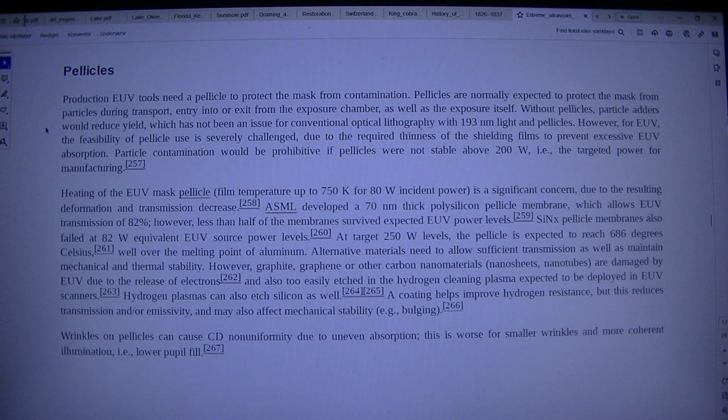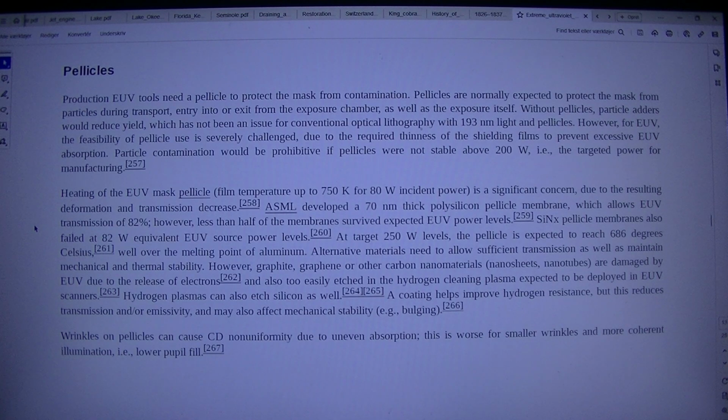258. ASML developed a 70 nm thick polysilicon pellicle membrane, which allows EUV transmission of 82%, however, less than half of the membranes survived expected EUV power levels. 259. SiNx pellicle membranes also failed at 82 W equivalent EUV source power levels.